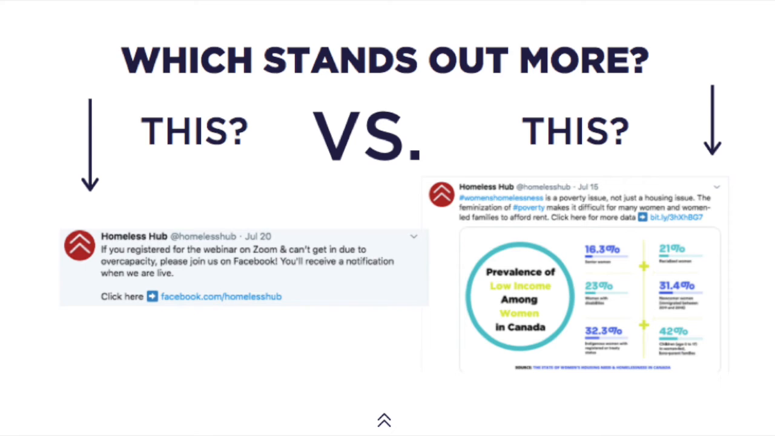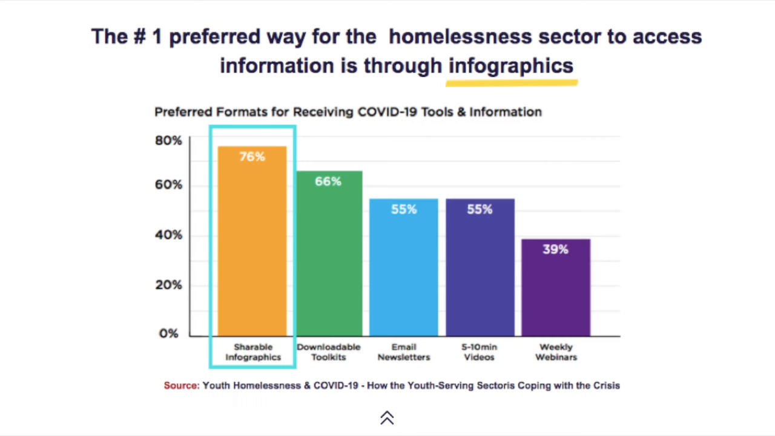And interestingly enough, we conducted a survey of the homelessness sector, and they mentioned that their favorite way to receive information, especially in this COVID pandemic time, is through infographics. It's faster and easier for them to process the information that they need quickly. And so I'm going to help you figure out how to do that step by step.